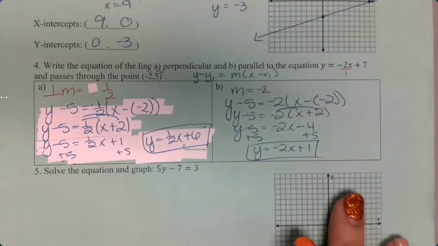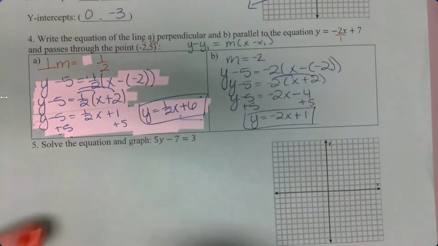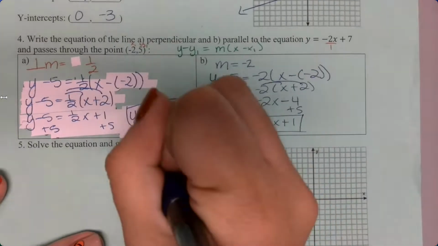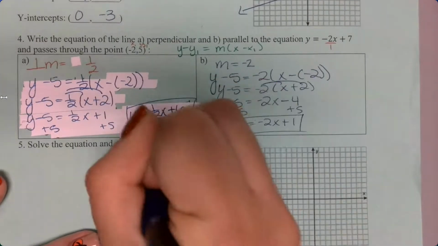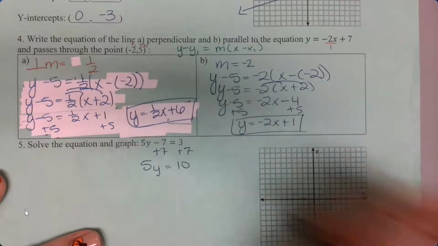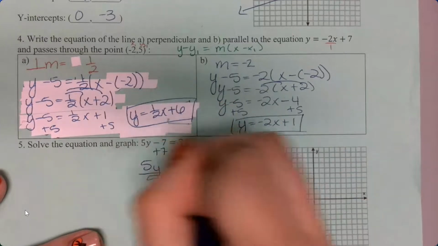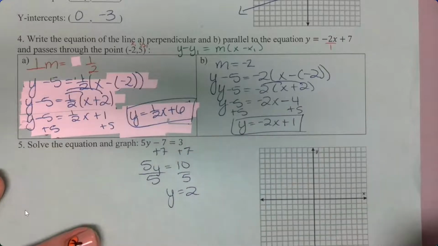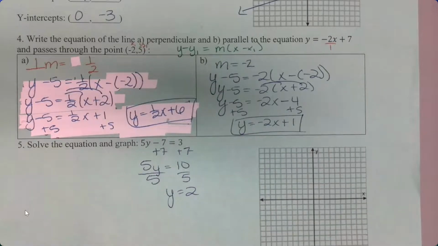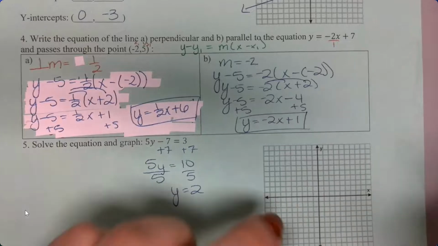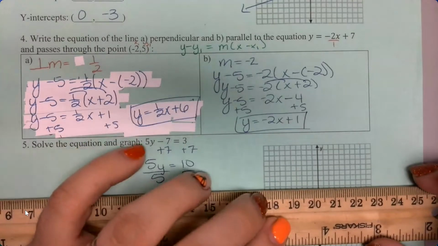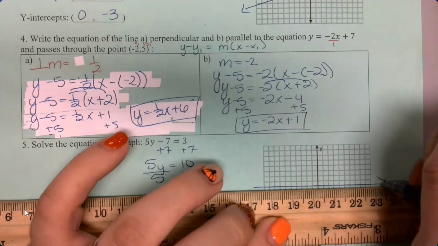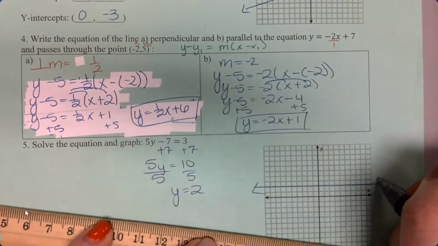My last equation wants me to solve and graph. So I want to get my y all alone. I'm going to start off by adding 7 to both sides. I get 5y equals 10. Then I want to go ahead and divide both sides by 5. I get y equals 2. So, remember, y equations go through the y-axis. And it is going to look like this.